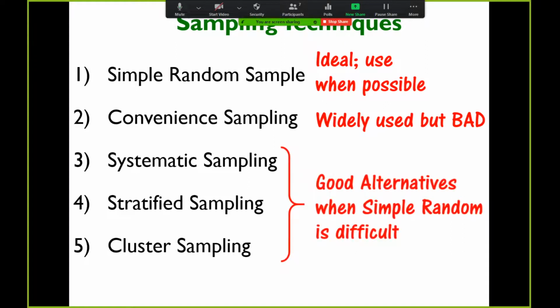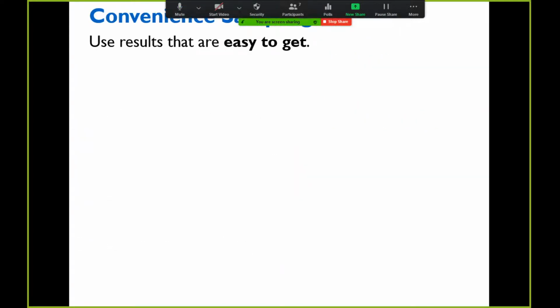Systematic sampling, stratified sampling, cluster sampling, these are good alternatives to simple random sample when simple random is difficult to get. So we're going to go down each of these. Don't worry, we're going to break down each of these so you understand them. All right, convenience sample. We're going to start with that because that's the easiest one.